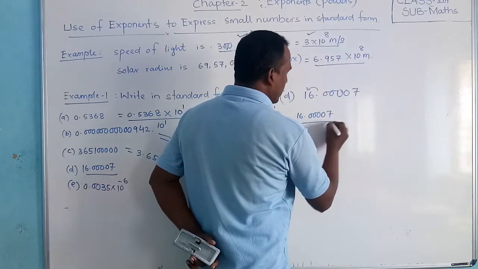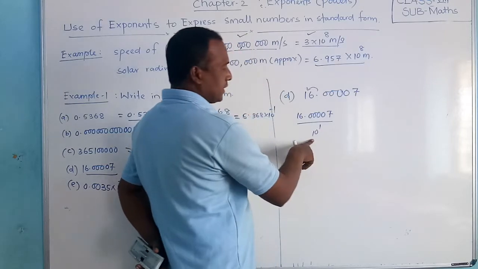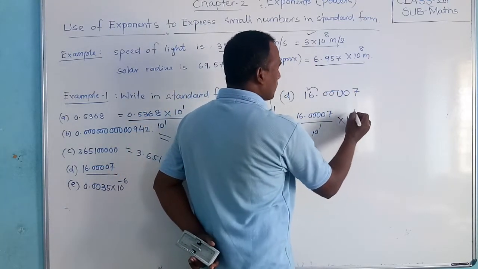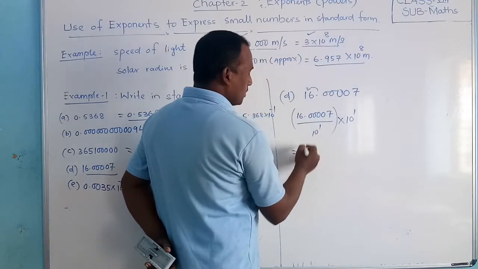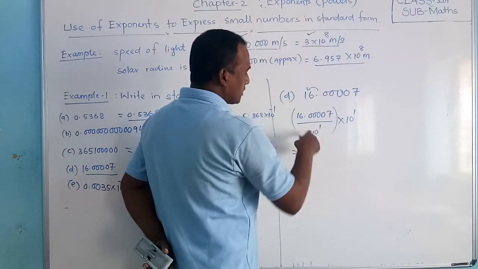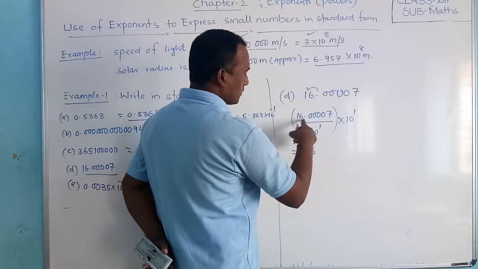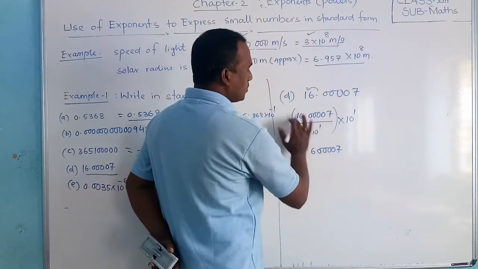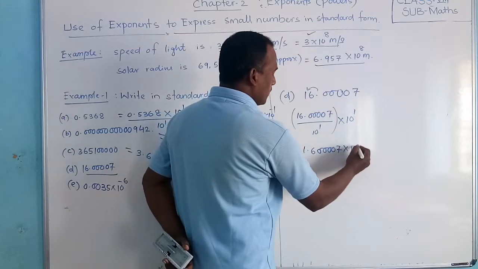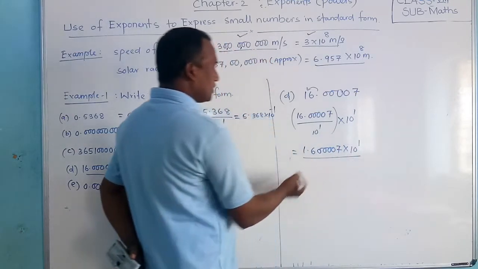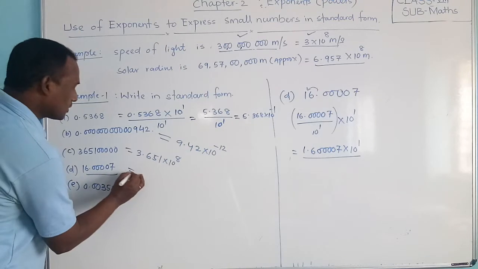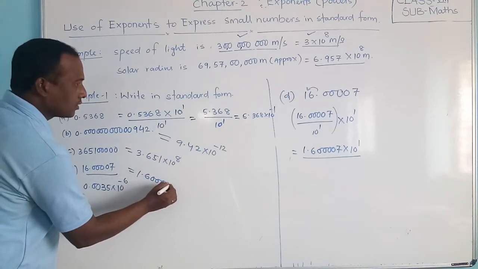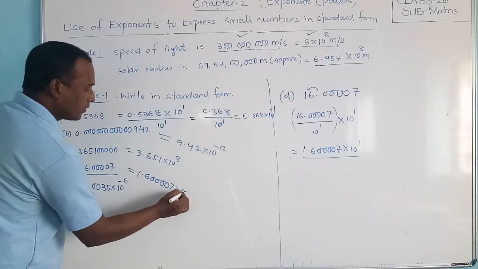Divided by 10. So 16.00007 divided by 10 power 1. Only one place, so 10. So if you divide by 10 power 1, then multiply 10 power 1. This you have to solve. If you divide it, what will come as the answer? Now 1.6 remains as usual. Same digits, don't change this. Into 10 power 1 is equal to 1.67 into 10 power 1.